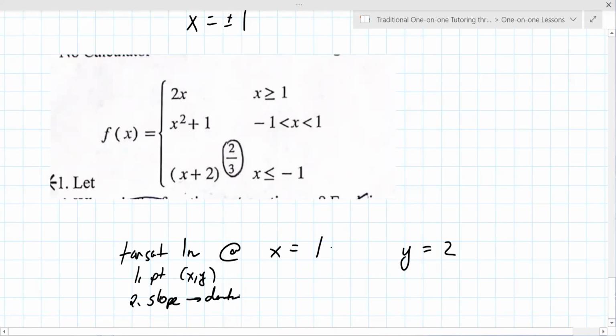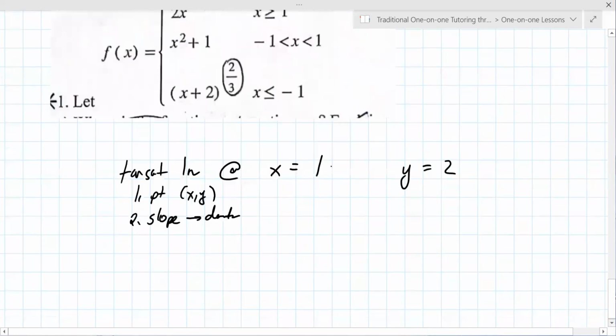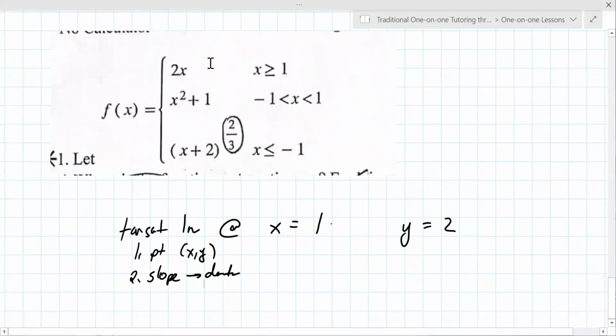y minus 2 equals. So what's the slope? You've got to find the slope of this. What's the derivative? 2. Yes, the derivative is 2. Do I simplify that or leave it in point slope? You leave it in point slope. So you get y minus 2 equals 2 times (x minus 1). All right.